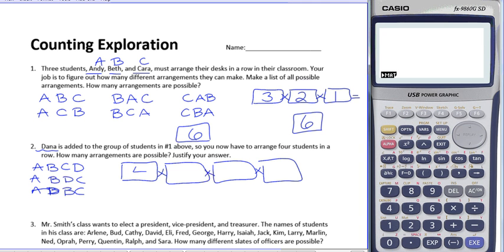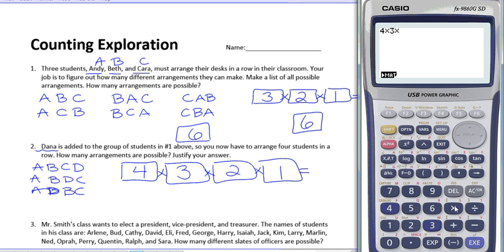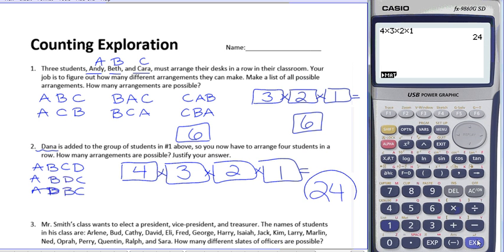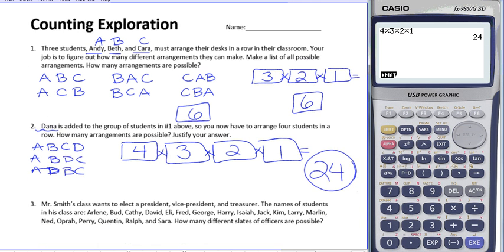So there's 4 students we could choose for the first desk, then 3 are left for the second desk, 2 for the third desk, and by the time you get to the 4th choice, there's no more decision making. You have to put the student there. So 4 times 3 times 2 times 1, I'm going to use my calculator. 4 times 3 times 2 times 1 is 24, and I have 24 ways that I can arrange 4 people in a row. All right, let's scroll down here to number 3.